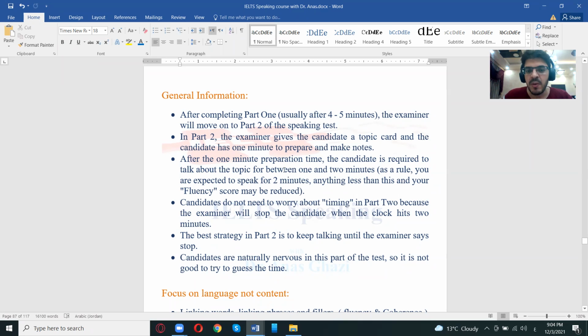After the 1 minute preparation time, the candidate is required to talk about that topic for, as the instructions say, from 1 to 2 minutes, but you should speak for at least 1 minute and 45 seconds. As a rule, you are expected to speak for 2 minutes. Anything less than this and your fluency score may be reduced. So be careful, guys. You need to develop your answer to actually fulfill the 2 minutes.